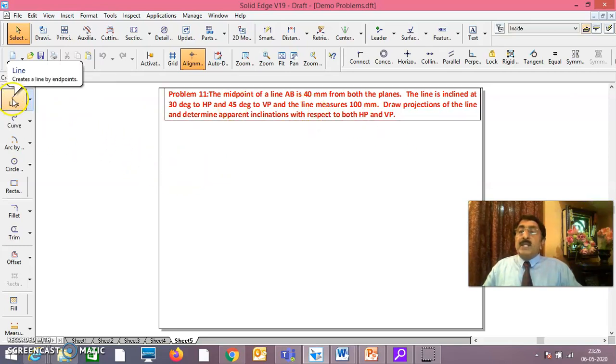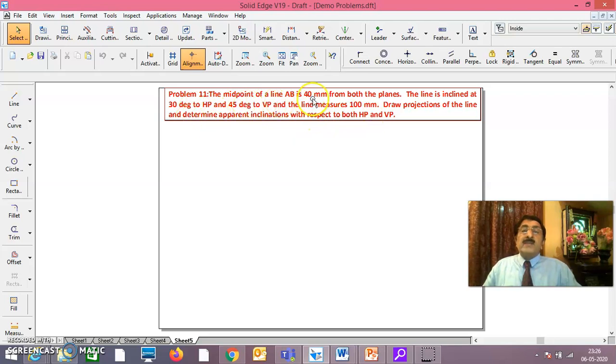The midpoint of a line AB is 40 mm from both the planes. This is not a parameter, but the line is inclined at 30 degrees to HP, theta is a parameter, 45 degrees to VP, phi is a parameter, and the true length of the line is given as 100 mm. This is also a parameter. Using the three parameters, as I told you in the line sessions, you need only three parameters to do any problem. I have given three parameters, so by this you can easily do it.